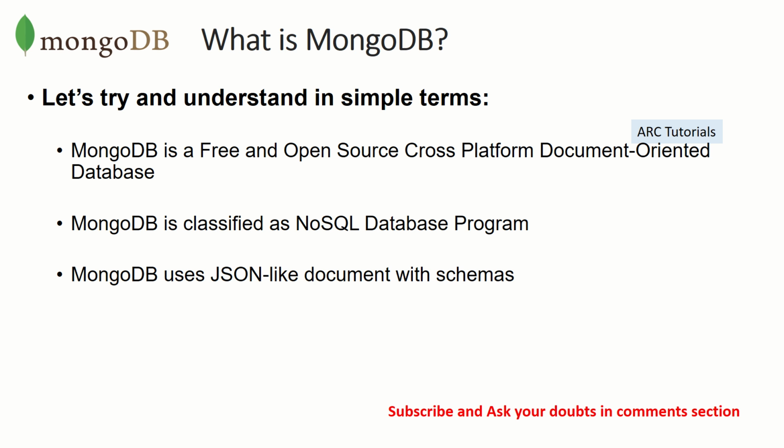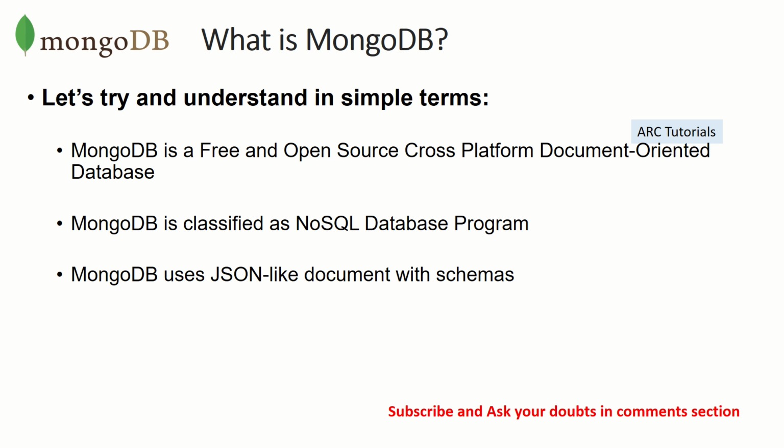Document-oriented database because we have learned in the previous slide that it's a NoSQL database, right? Which means there is no concept of relations or tables or rows or columns. It's a flat document, and a document is nothing but a JSON object, right? A JSON-like document. MongoDB is classified as a NoSQL database program, so it's an example of a NoSQL database.